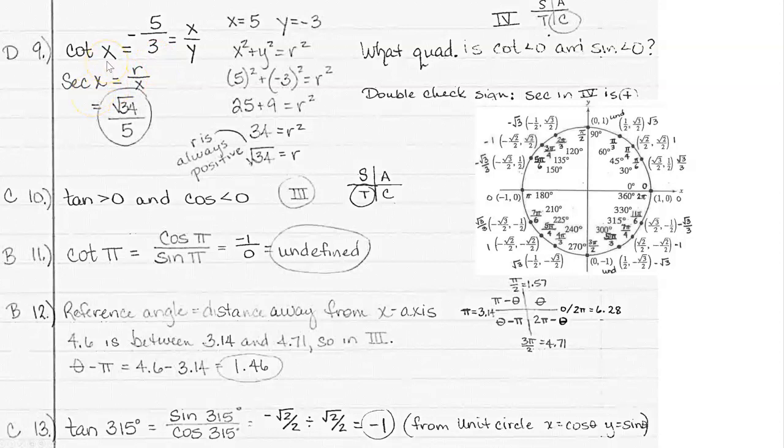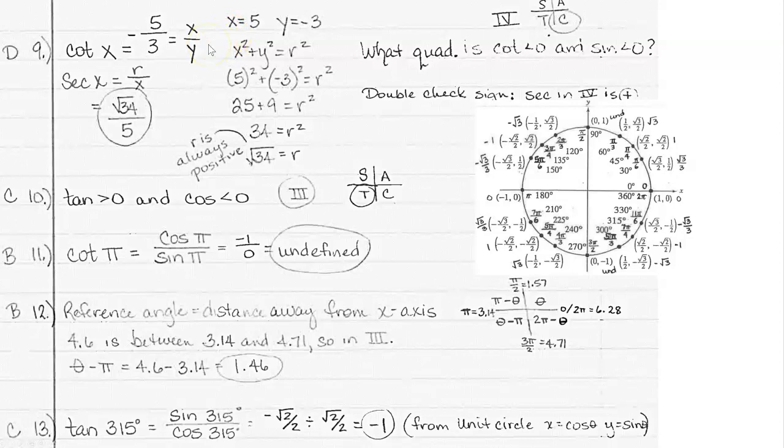All right, for number 9, very similar, cotangent is equal to -5/3, and they want us to find secant. So on your formula sheet, you can see cotangent is x over y, and secant is r over x. So that means that x is going to be 5 and y is going to be 3. One of those is going to be positive and one of those is going to be negative. And what determines that is the quadrant.